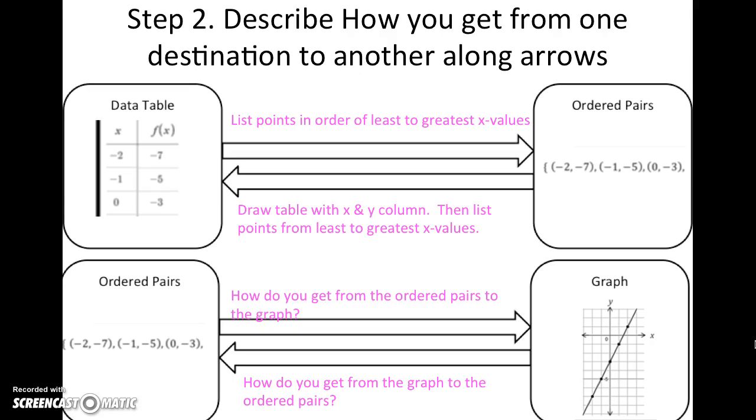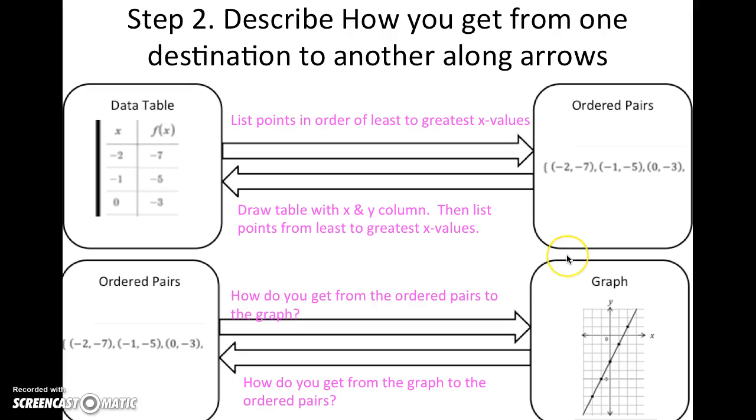The next step is you want to describe how you get from one destination to another along the arrows. I saw some people writing it in, some people writing it above, however you want to write it. The important part is you're asking yourself, how do you go from a data table to ordered pairs? Notice the arrow is pointing from data table to ordered pairs. Along that top arrow, I would describe it as listing the points in order of least to greatest x values. We discussed that in class. Going from ordered pairs to data table, we discussed this also in class. You first want to draw a table with an x and y column, then list the points from least to greatest x values as well.